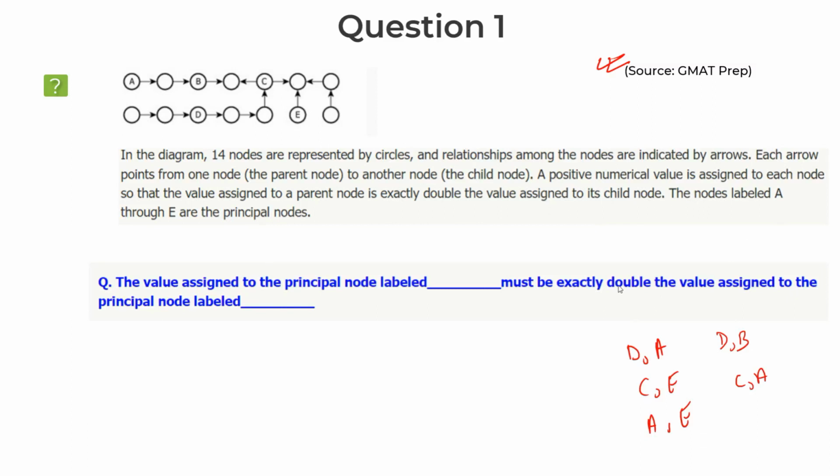Okay, so let's get started. One of the most interesting questions of this whole lot. Honestly, it's my favorite. So let's go ahead and do this question, and just tell me if I'm doing it right or not.